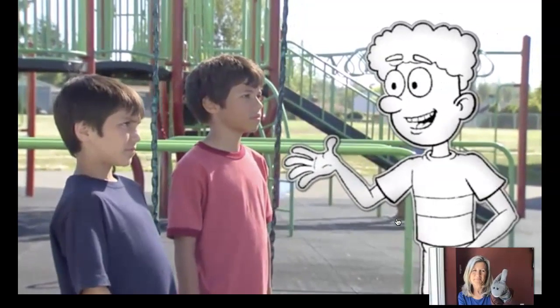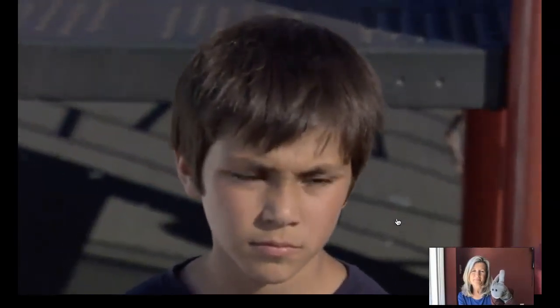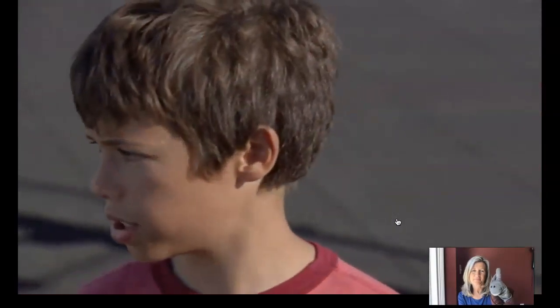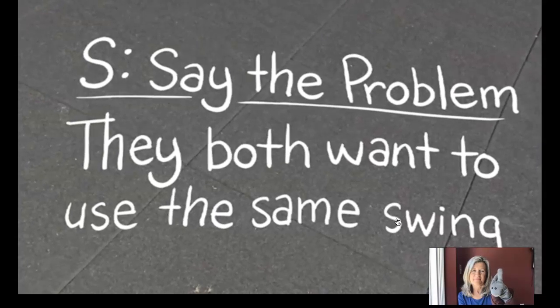Travis, tell us what you want or need. I want to turn on the swing. And what do you want or need, Leo? I want to finish my turn on the swing. So if we put both of those wants together, we can say the problem without blaming. The problem is you both want to use the same swing. Yeah, and I want to twist around on it. Travis wants to swing, but I don't. So now what?